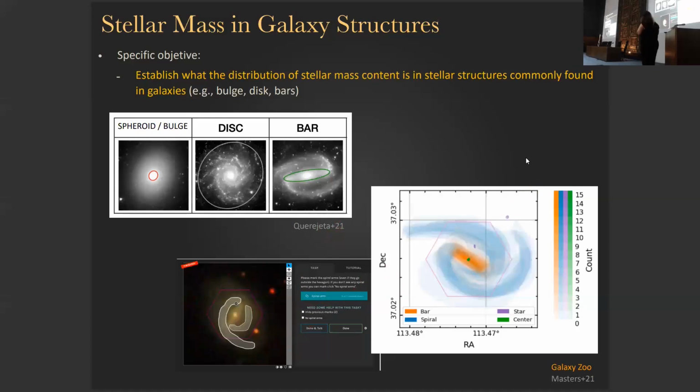This is work by Galaxy Zoo, from Karen Masters 2021, where they use citizen science. Perhaps many of you already know Galaxy Zoo is a citizen science project. So basically you ask a lot of people that are not necessarily trained. They can be astronomers, it can be you.